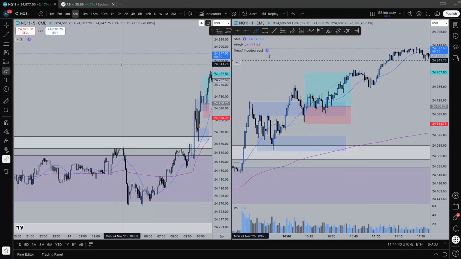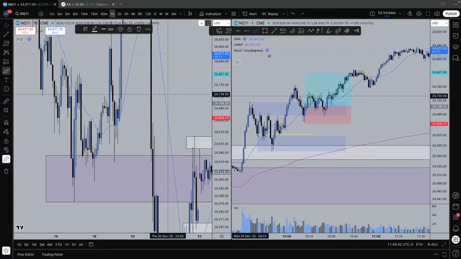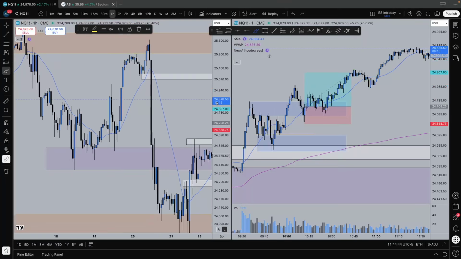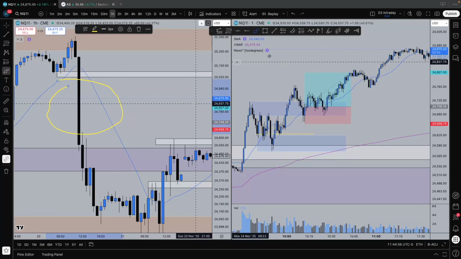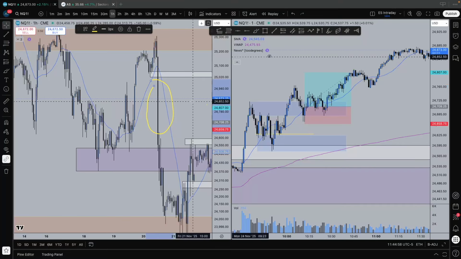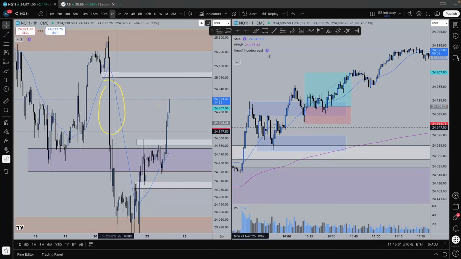And really quickly, let me just go back to this 1-hour. The thing I want you to take note of is there is nothing standing in the way up here. So the next hourly zone I have is way up here at these 25.60, 25.25 area, right? So we've got just smooth sailing through there. There's just no other resistance that we have to worry about, right? So this really aligns well with the idea of taking a breakout style trade.